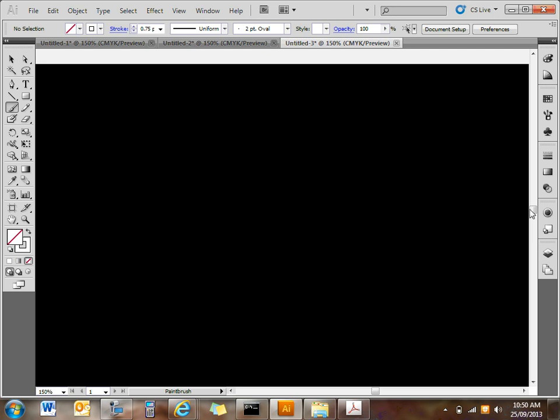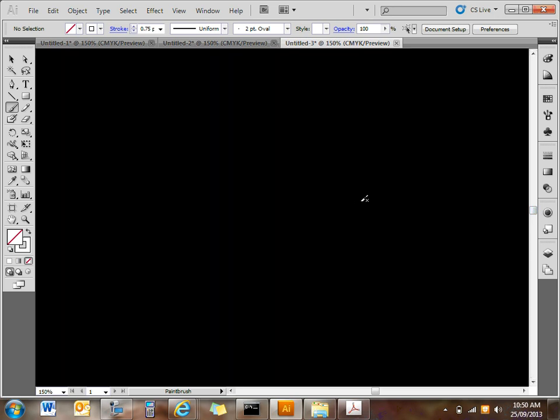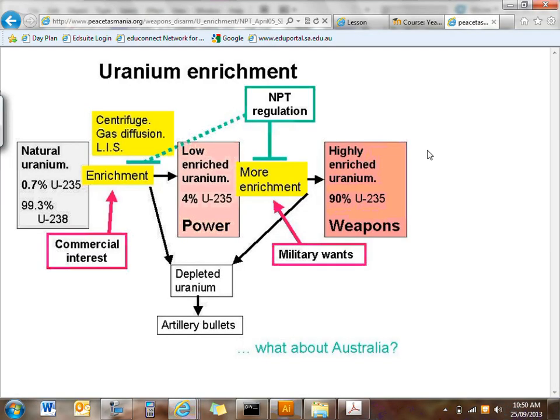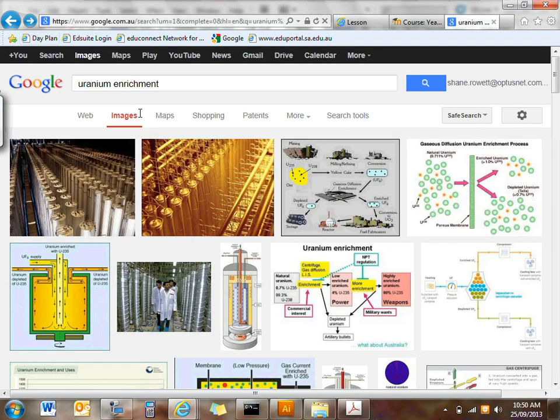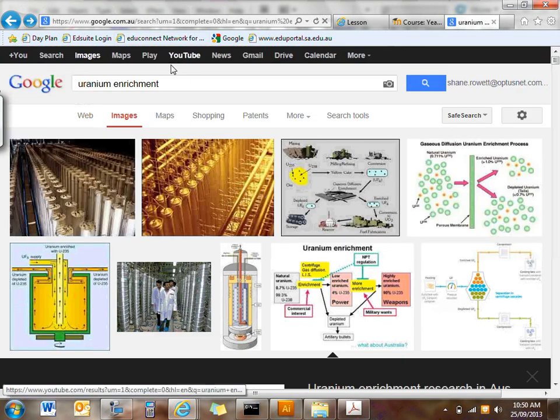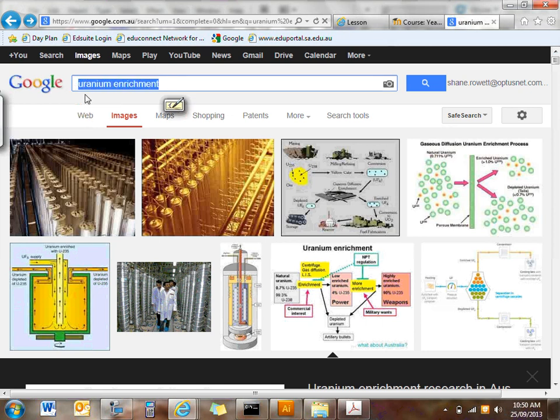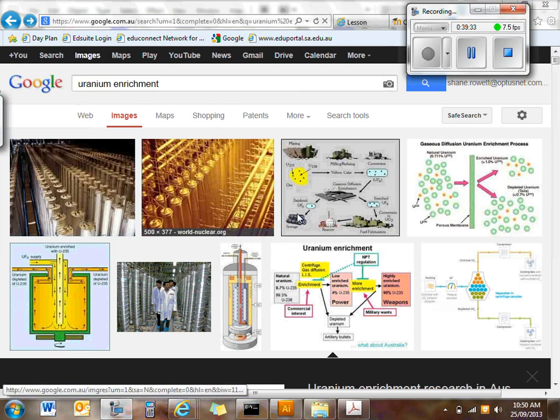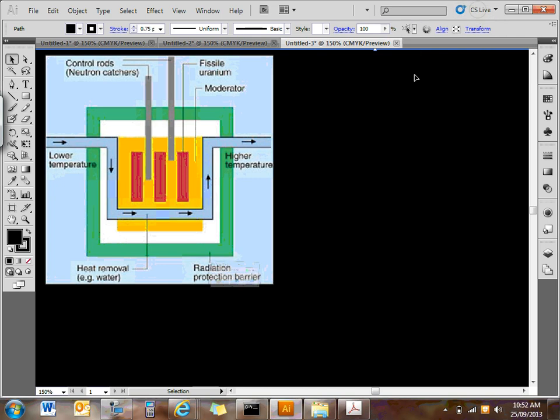Okay, a nuclear reactor. Now, I don't like this image that we've got here. I'll just have a look and see if I can find a better picture for you. I'll just pause the video while we're looking. Here's a very simplified image of what's going on inside a nuclear reactor at the core. This area here would be considered the core.